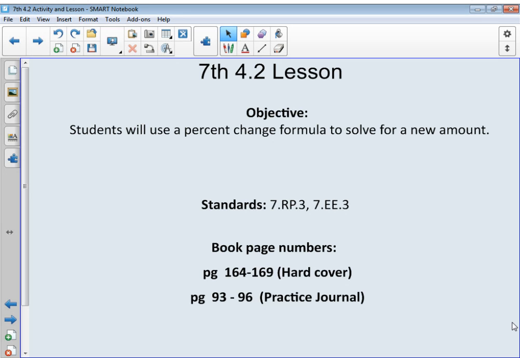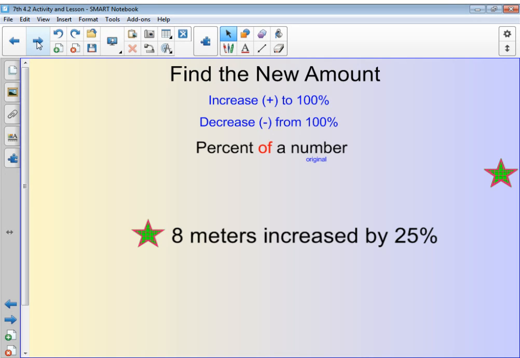through 96. Yesterday, we worked with finding a percent change. Today, we're going to be working kind of the opposite, where they're going to tell us how much it changed by percentage, and we're going to find that new amount. So yesterday, we had the two amounts, and we found out what the percent change was, whether it was an increase or a decrease. Today, they're going to give us an original amount and ask us to either increase it or decrease it by a certain percentage.